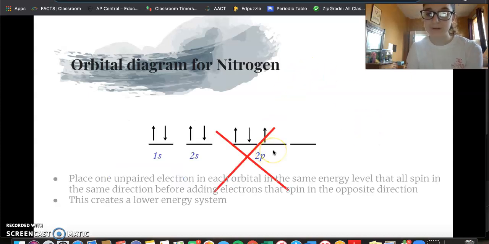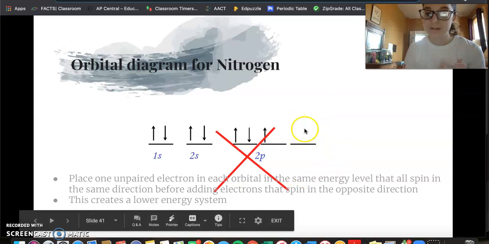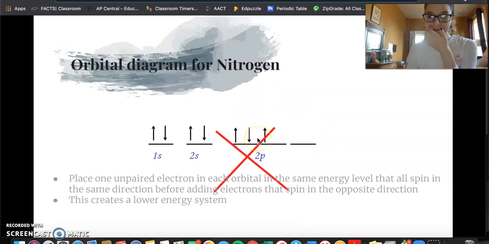This would be an incorrect orbital diagram. Place one unpaired electron in each orbital in the same energy level that all spin in the same direction before adding electrons that spin in the opposite direction. So here we doubled up before we have to. We have an open orbital energy level right here, so there should be an arrow here before we start doubling up. Now again, they could all be down arrows, but just by convention, up arrows are typically used first.